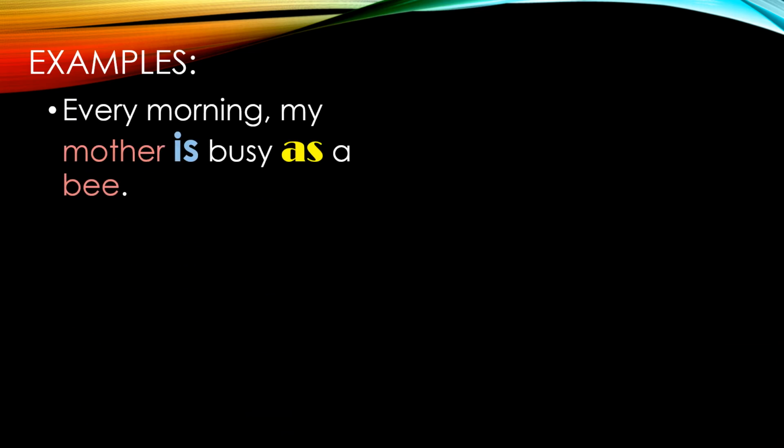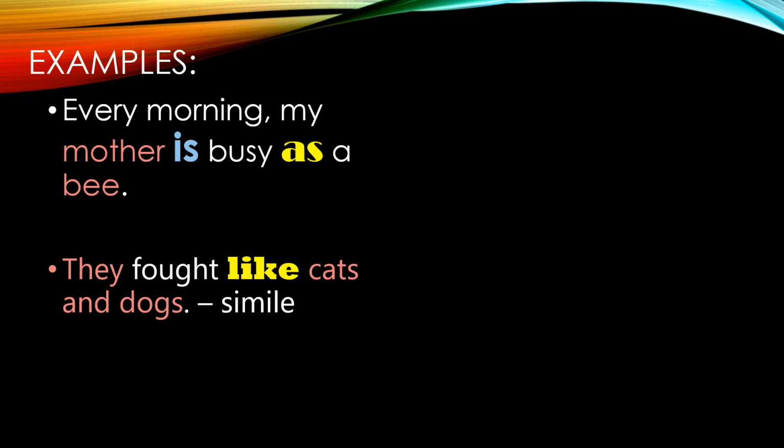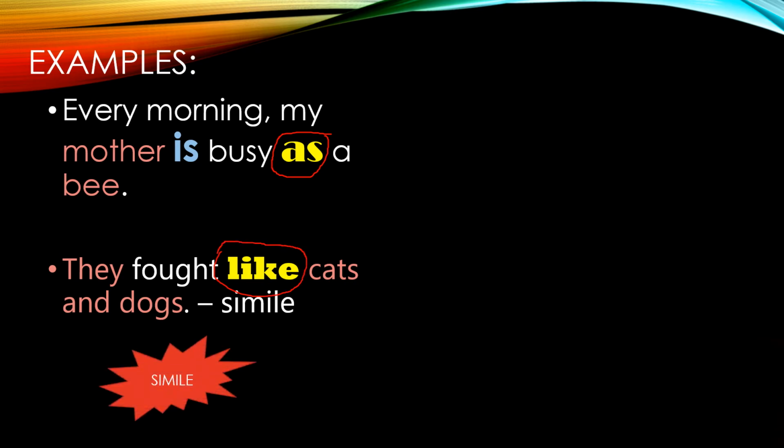Examples. Every morning, my mother is busy as a bee. So here, ang dalawang bagay na pinagkukumpara ay si mother at bee. They fought like cats and dogs. Ang dalawang bagay na pinagkukumpara ay ang word na sila and then cats and dogs. So here, tingnan nyo to. Ito yung sinasabing as, ito yung sinasabing like. Now, both of these sentences are example of simile. Sabihin nga natin, simile. Okay, hindi smile ha, simile yan.